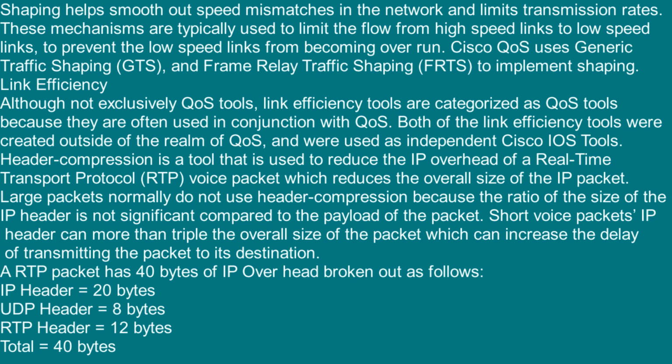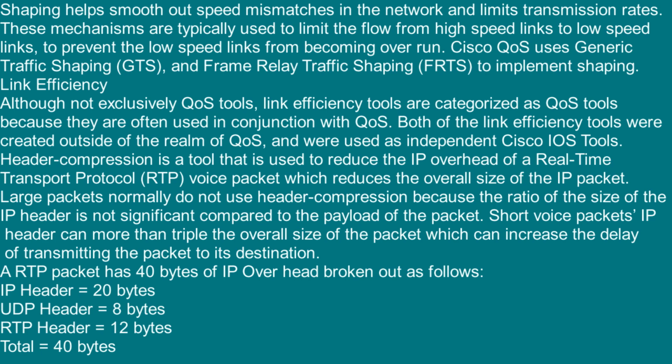Shaping helps smooth out speed mismatches in the network and limits transmission rates. These mechanisms are typically used to limit the flow from high-speed links to low-speed links to prevent the low-speed links from becoming overrun. Cisco CoS uses generic traffic shaping, GTS, and frame relay traffic shaping, FRTS, to implement shaping.